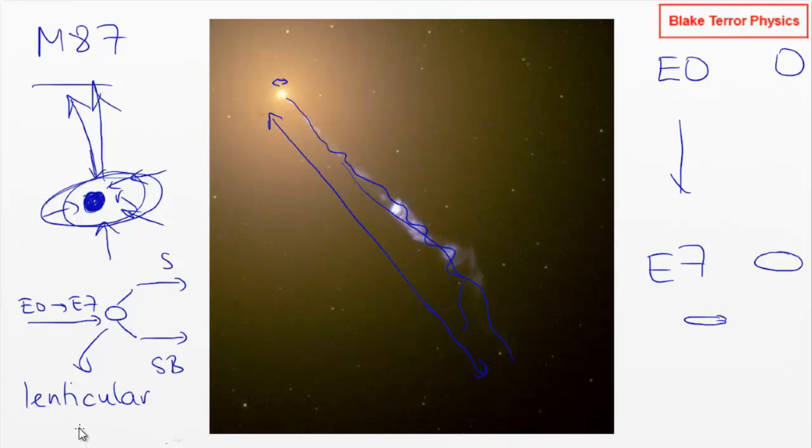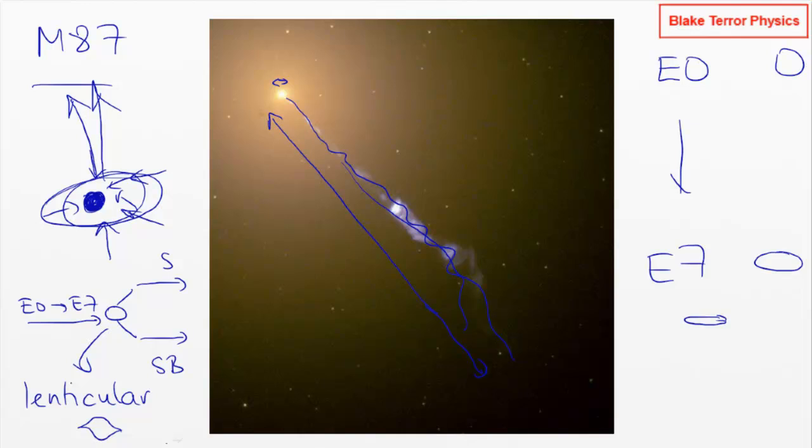You get these lenticular ones which are a little bit in between. They're a bit like a disk, a bit like a spiral, a bit like an elliptical. So it's almost like a spiral galaxy without having fully developed arms. So you get these lenticular ones in between. So that's the classification of galaxies.